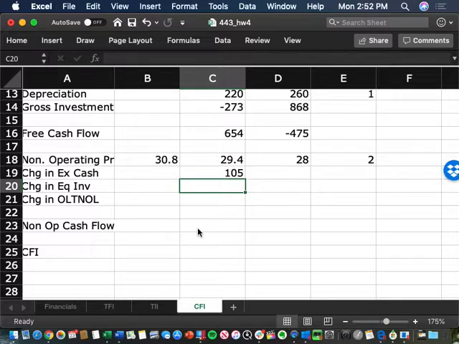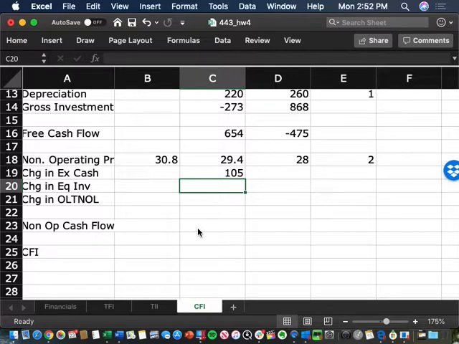If I make non-operating profit of 29.4, does that add to the cash flow available to investors, or does it take away? If I make 29.4 of non-operating profit, does it add to the cash that I can pay out to investors or take away? Adds. Positive number.